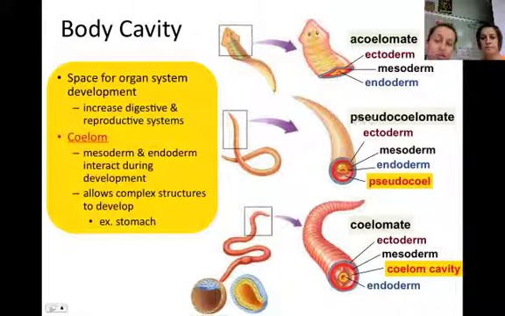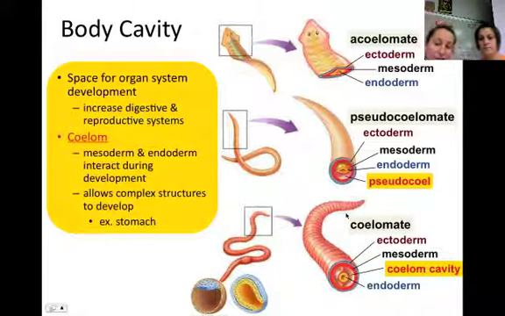Then we have our pseudocoelomate, and remember when we talked about protists having pseudopodia. Pseudo means false, okay? So pseudocoelomate would be like a false coelom. So there's the ectoderm, the mesoderm, the endoderm, and you can see here that it has kind of this very small pseudocoel. That's kind of a false body cavity. There's not much to it though.